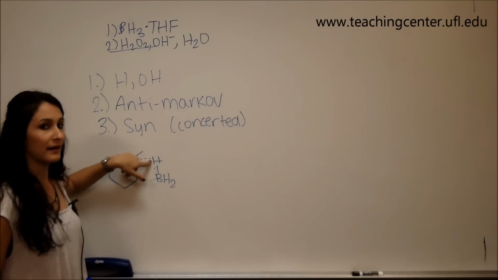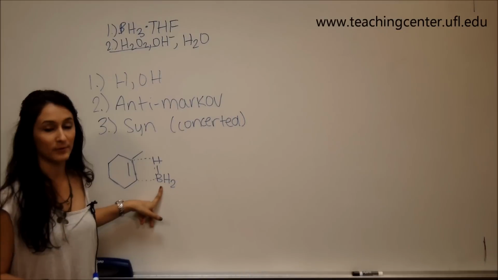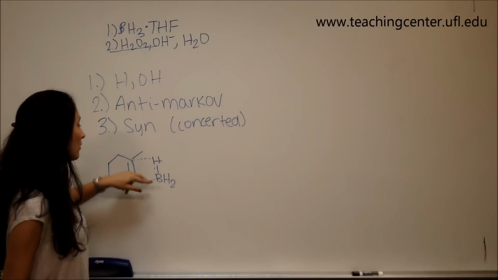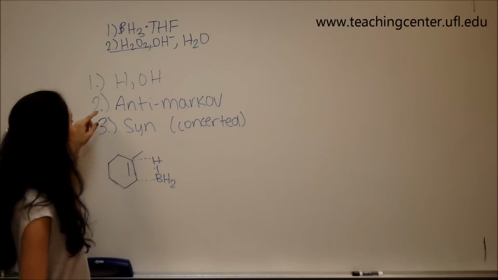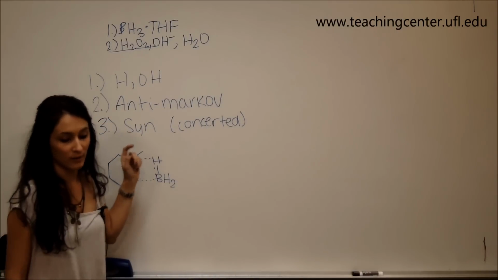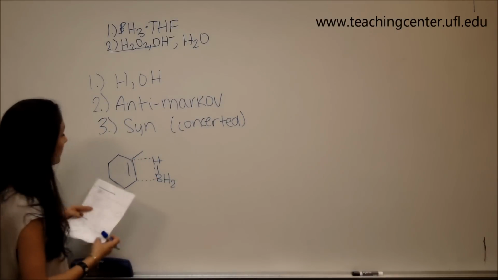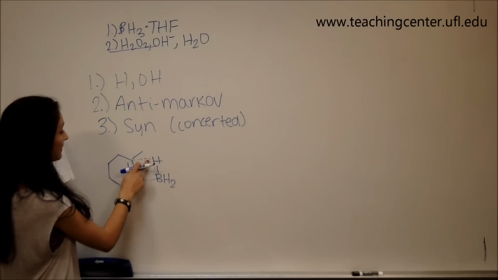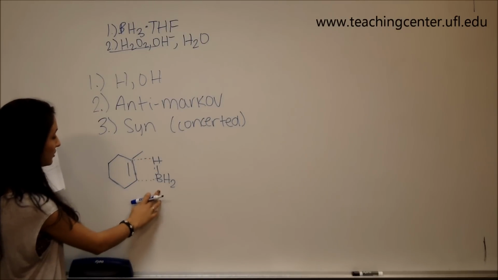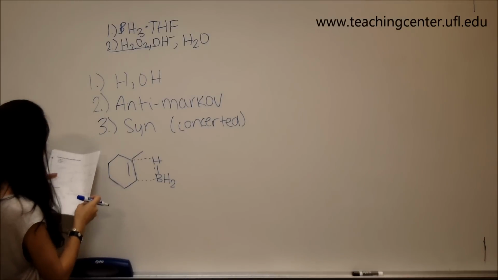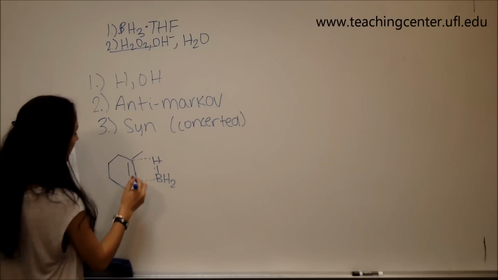This is the H that we add. The BH2 will eventually be replaced with OH. So since the H adds to the more substituted carbon, that makes this anti-Markovnikov. Hopefully that makes sense to you guys. So since the H adds to the less substituted or the more substituted carbon, you get the H here and the BH2 here. And essentially what you get is this concerted block.